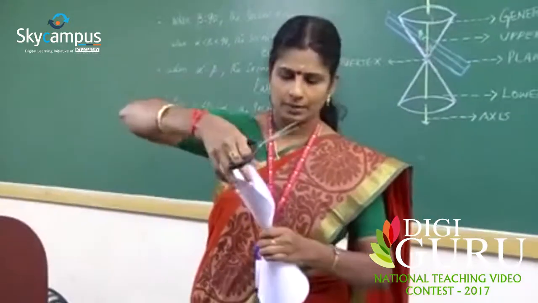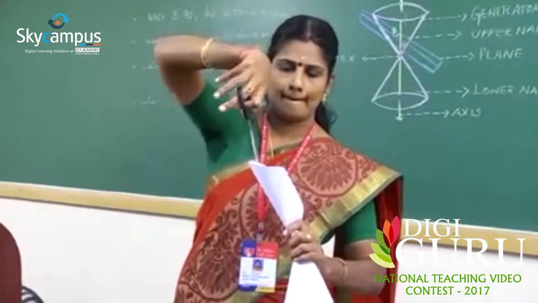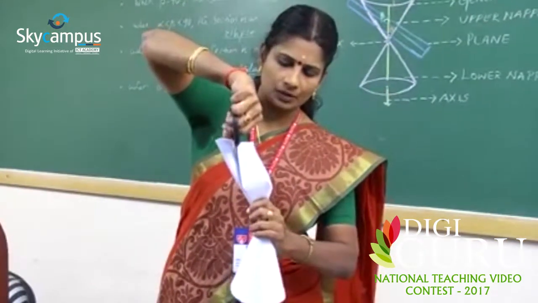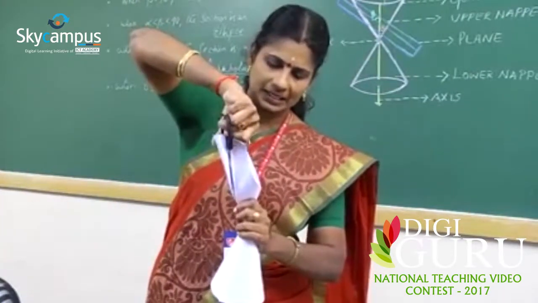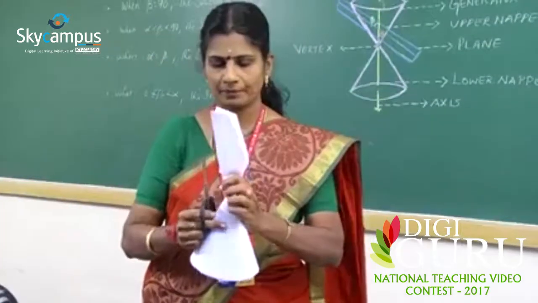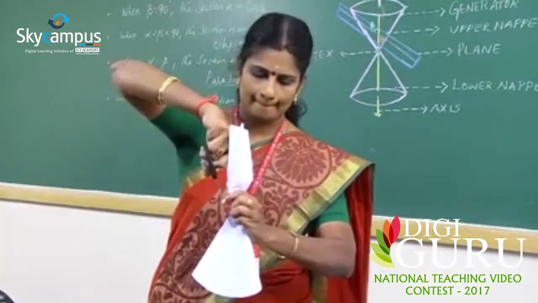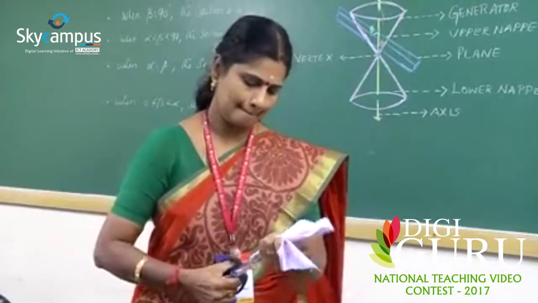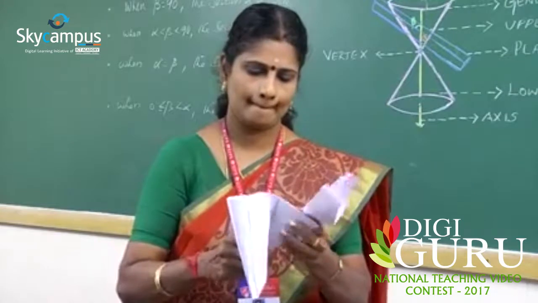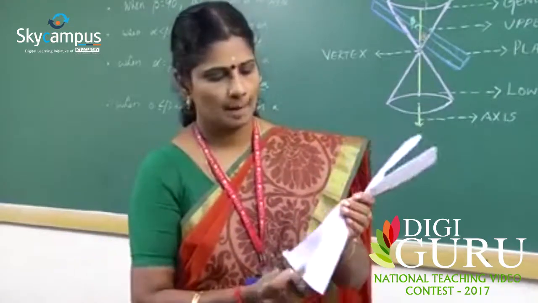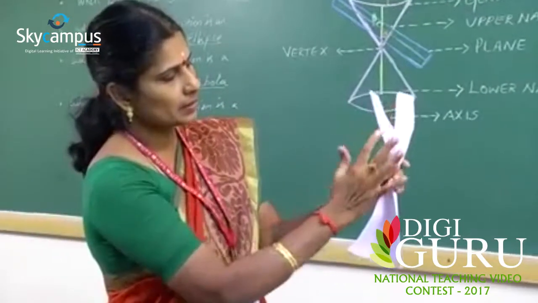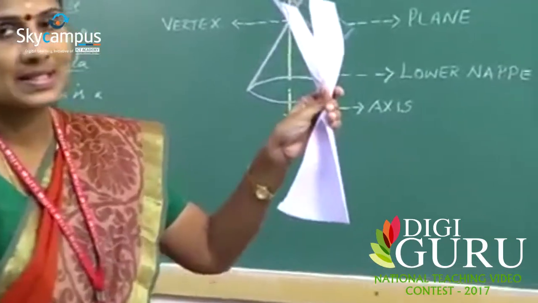When I take the angle greater than or equal to 0, I can even take it exactly along the axis, the plane will cut both the nappes. Now you can look at this section carefully, which is cutting both the nappes. Look at that boundary carefully. This is called a hyperbola.